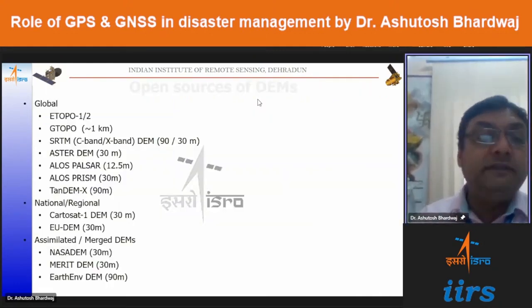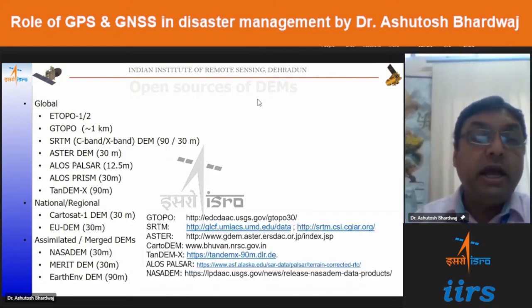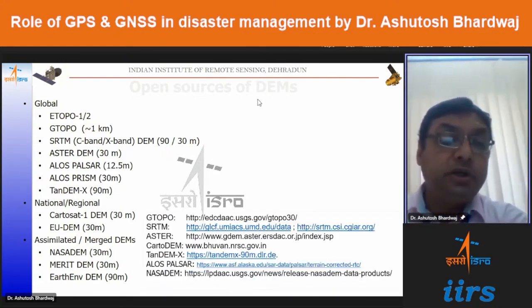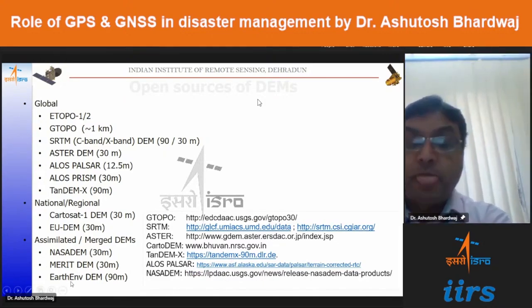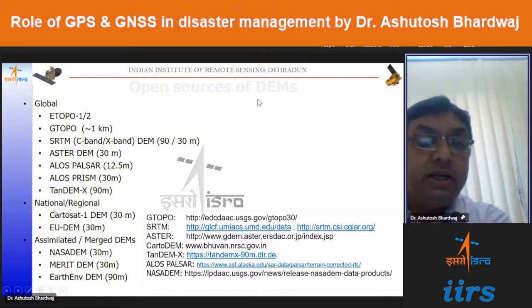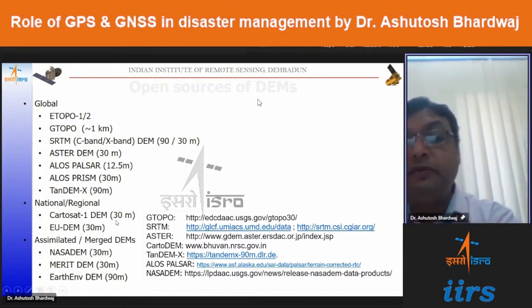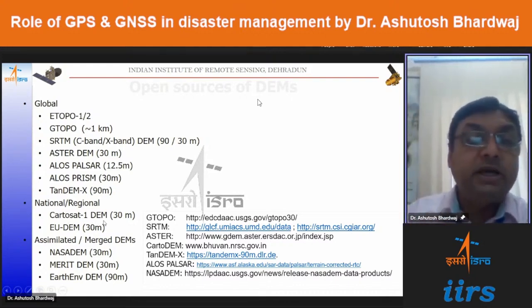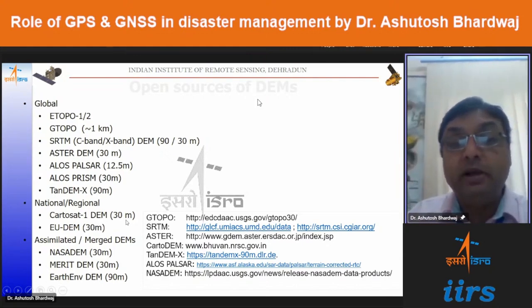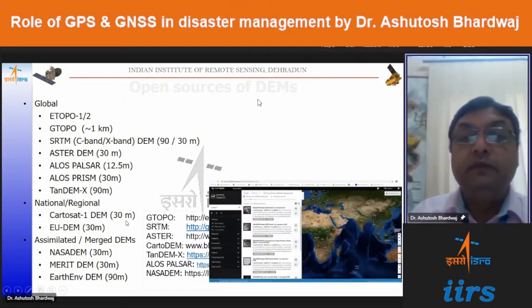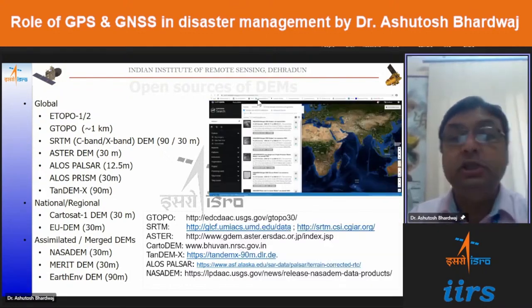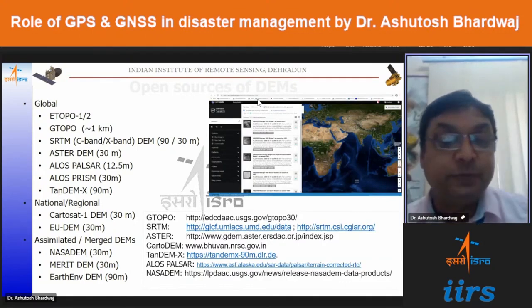These are the various open source digital elevation models which are available for global applications and regional applications across the world. And we have the merged DEMs also, like NASA DEM, MERIT DEM, Earth DEM. Whereas for the entire Indian region, we can use the Cartosat-1 DEM. It's a very good DEM which has been corrected also and is available for free download at 30 meters from the Bhuvan website. NASA DEM is also a very good solution for global applications.